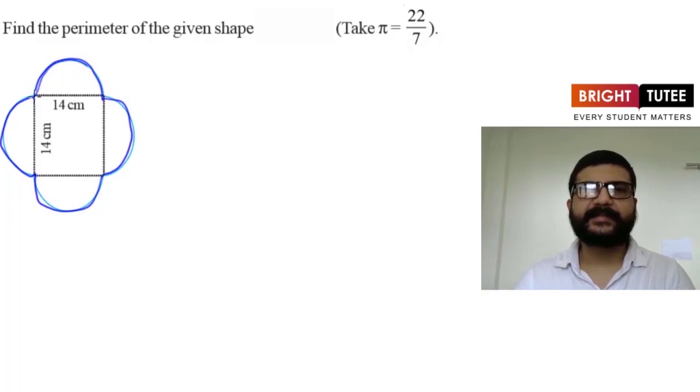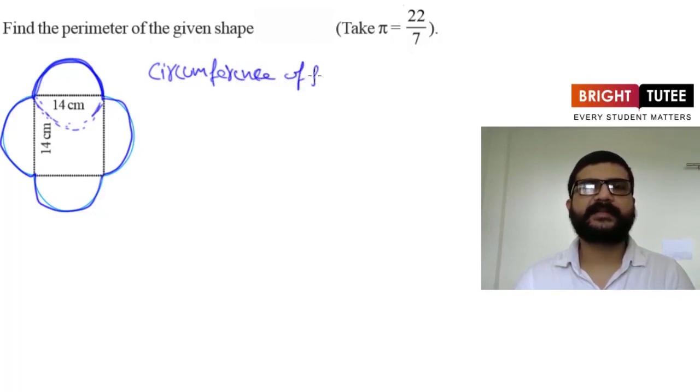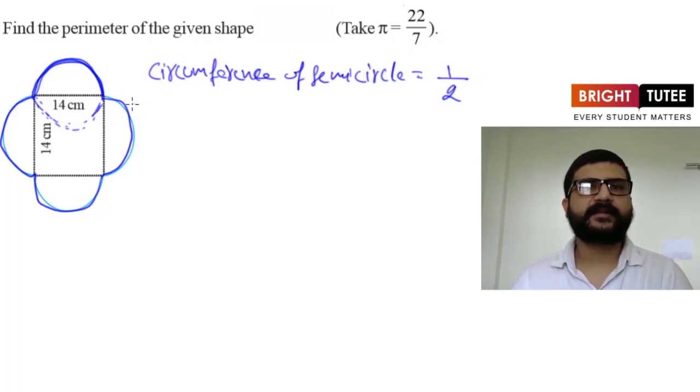So here, this is the semicircle, this much. If we complete the circle from here, it will be like this. So the circumference of this semicircle is half of the circumference of the circle. So we can write like this. Circumference of semicircle is equal to half of the circumference of circle, and we know the circumference of a circle is pi into d. So it will be half of pi into d.